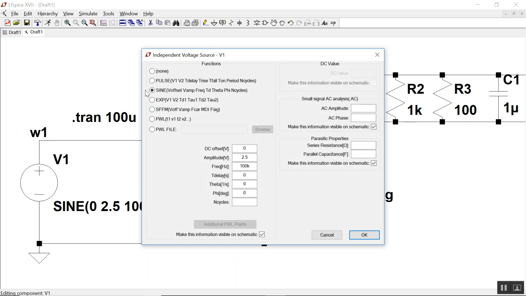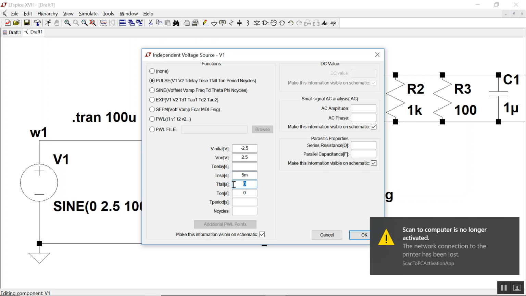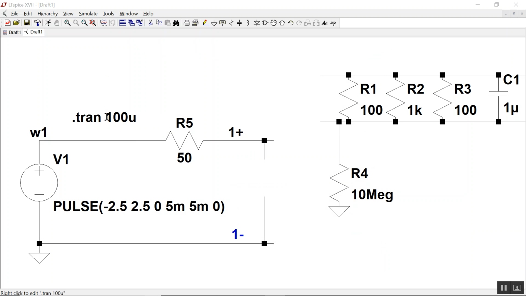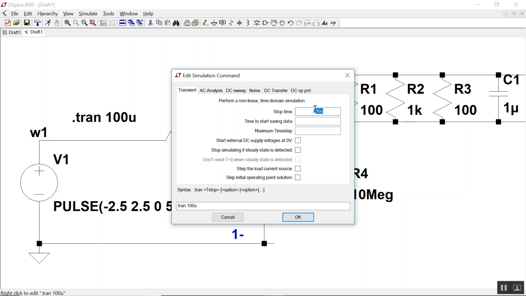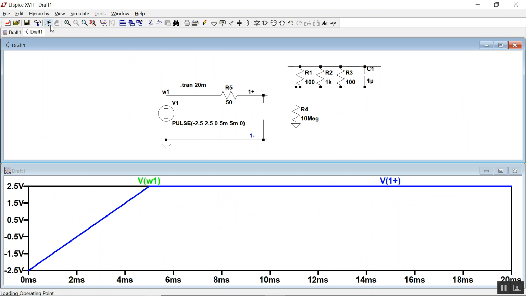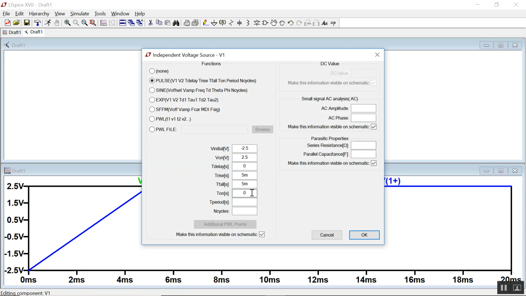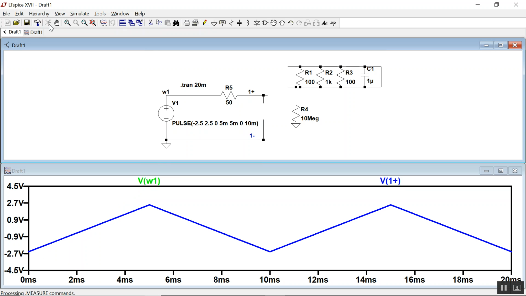So if I want to do a triangle wave, I can go minus 2.5 volts to 2.5, no delay, 5 milliseconds up, 5 milliseconds down, simulate for 2 periods. Oops. The period needs to be 10 m. So there's a little bit of debugging there for free.